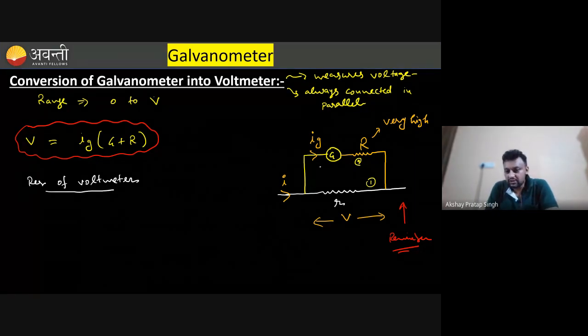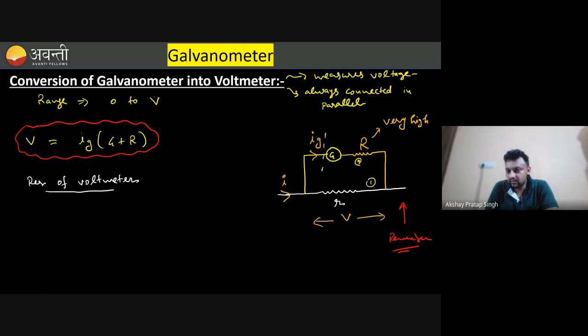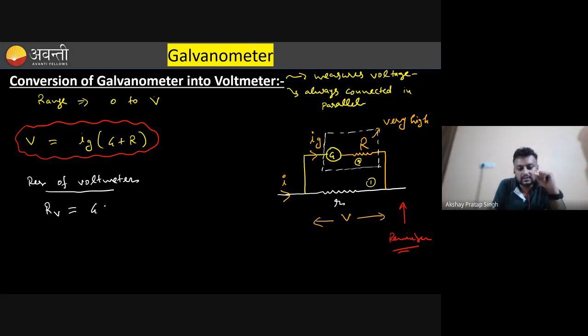Out of this circuit, the combination of galvanometer and the series resistor is known as voltmeter. So this combination is known as voltmeter. The resistance of voltmeter, R_V, is equal to the series combination. In series combination, effective resistance is R1 plus R2, or you can say G plus R. This is the effective resistance.